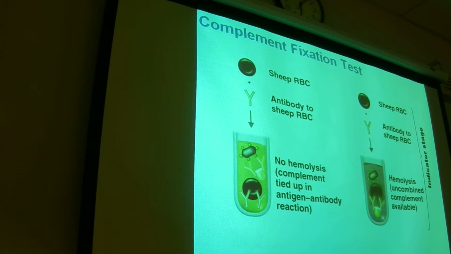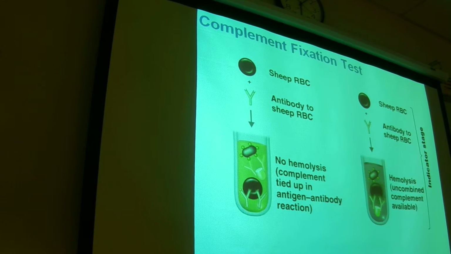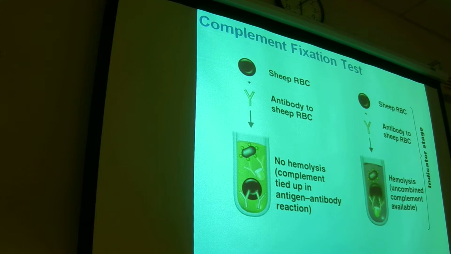And the way you measure that is, if there's complement fixation, you add sheep red blood cells, and complement fixation basically protects the sheep red blood cells and doesn't allow them to be degraded. However, if there was no complement fixation, the red blood cells will get degraded by the complement, and it'll basically turn the tube red. So this is another way to tell if a patient has antibodies against the bacteria.